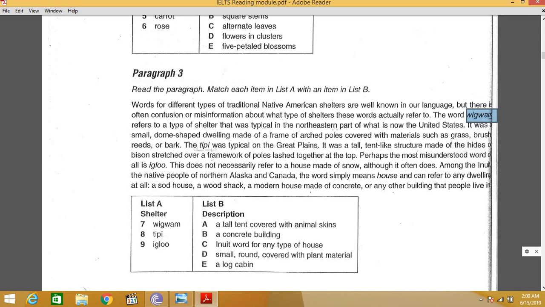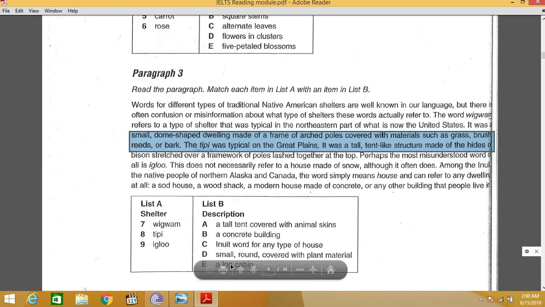It was a small dome-shaped dwelling made of a frame of arched pole covered with materials such as grass, brush reeds or bark. Alright, there we find that information. The description is there. It was a dome-shaped dwelling. Dwelling means house, made of frame, arch poles. So we find the answer there.